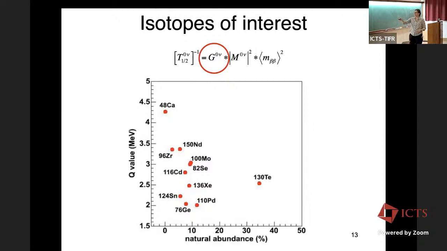But then in here, there's this pack, where there's a decent amount of them, 10% natural abundance, and the Q values are all in a pretty favorable range from 2 to 3.5 MeV. And so we also have people tackling these, in particular germanium-76 and xenon-136. We already heard about the tin-124 experiment last week.